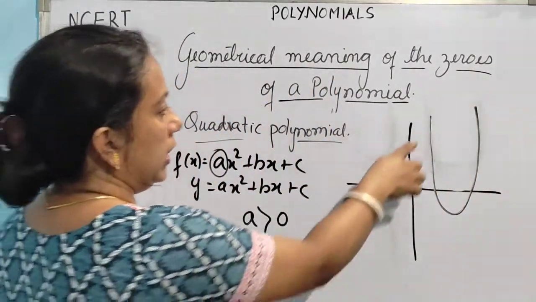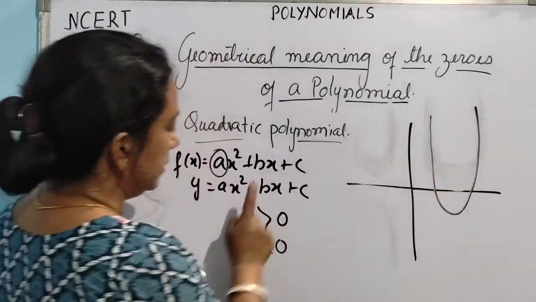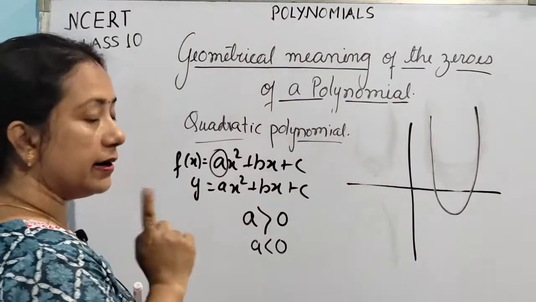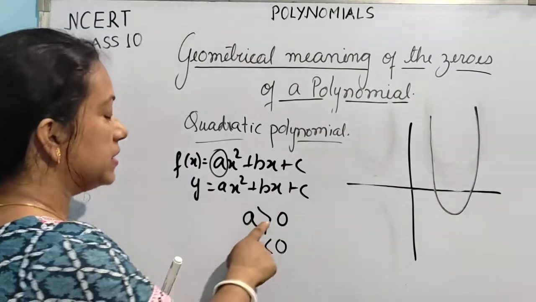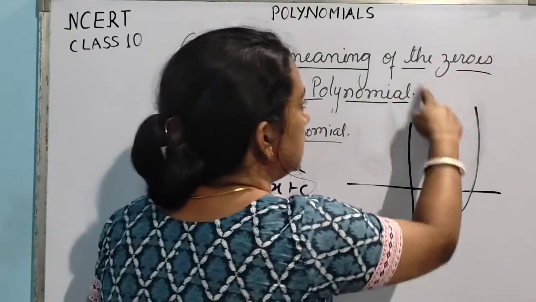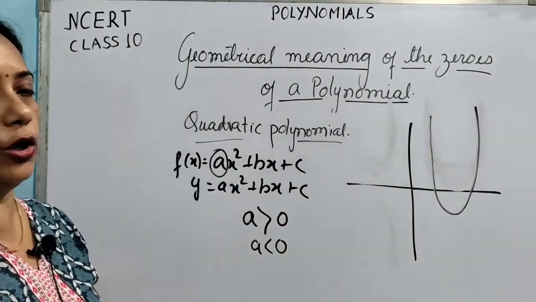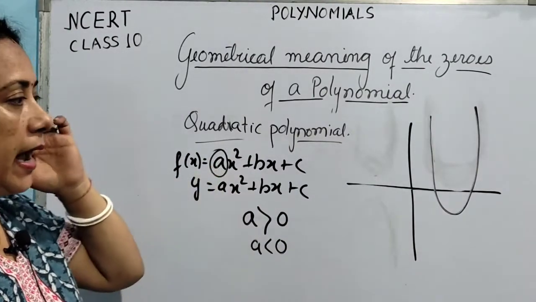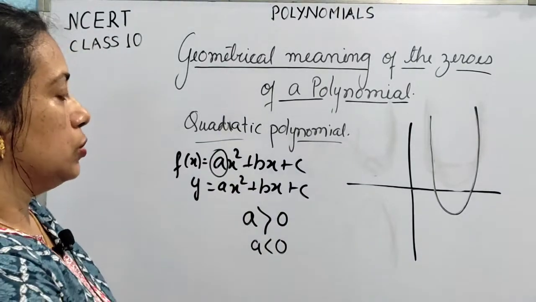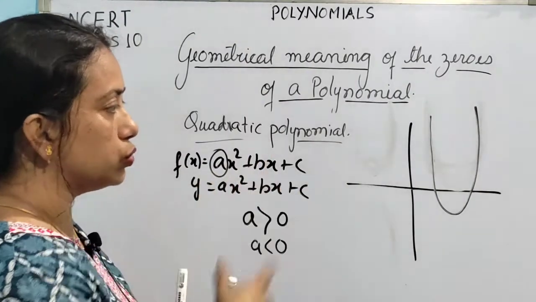So if it is like this, it means that the value of a, the coefficient of x square, is greater than 0. Now coming to the zeros, what can we say from the graph about the zeros of this polynomial? Since it is a quadratic, it has at most 2 zeros, isn't it? So it will be having 2 zeros. So what are those 2 zeros?